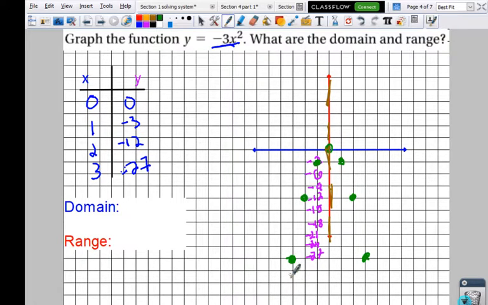And almost done. We're going to connect our dots and make a nice parabola shape. That's horrible. Hey, I fixed it.